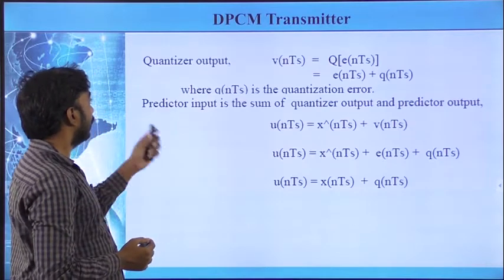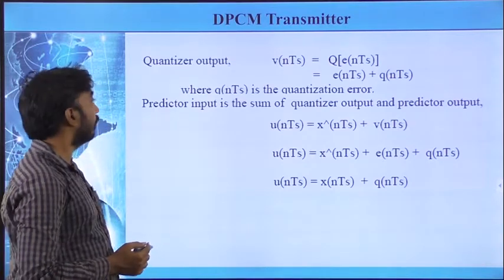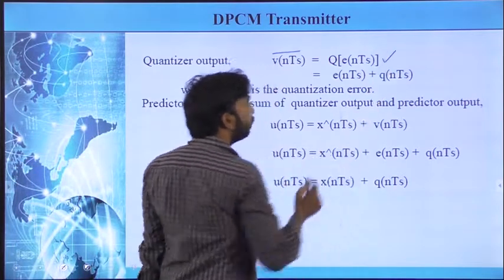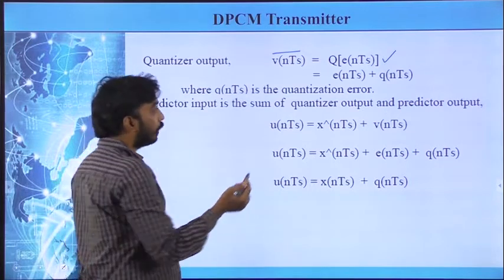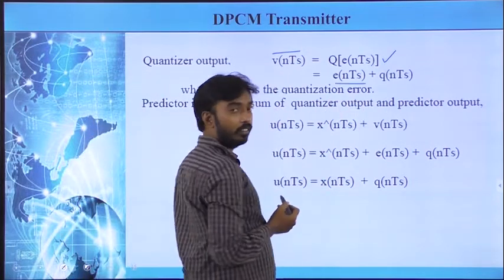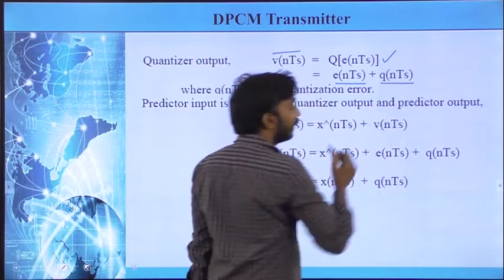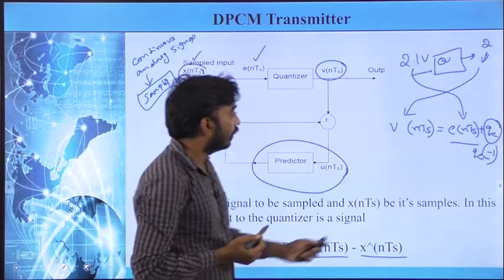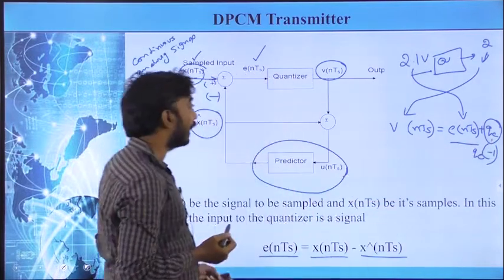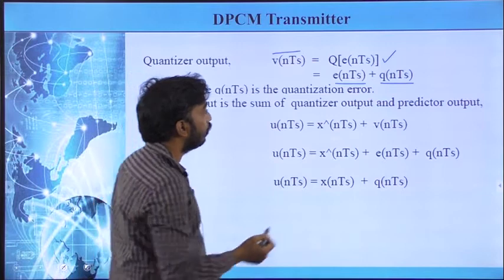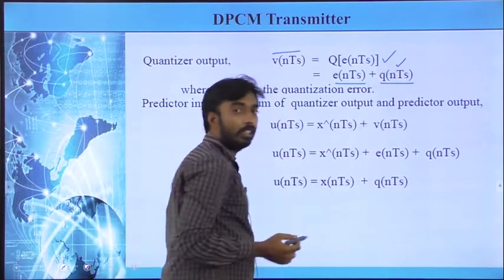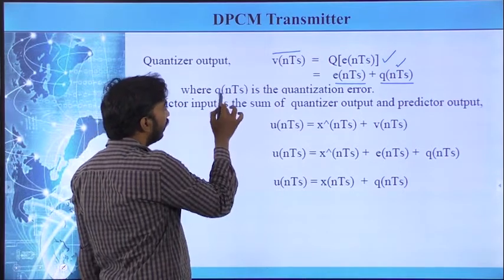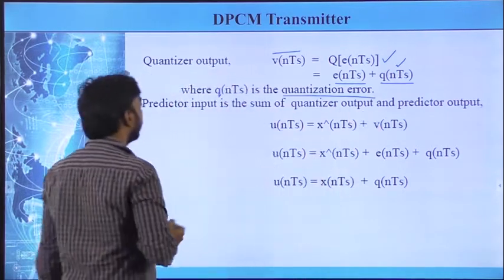Let us calculate the DPCM output. So V of nTs is nothing but the quantized output. Quantized output is nothing but the input of the quantizer plus the quantization error. Quantization error, that's what I was talking about earlier, right? So that I have represented here as Q of nTs because it is a sample, right? That's why I have represented it with Q of nTs, where Q of nTs is nothing but the quantization error.